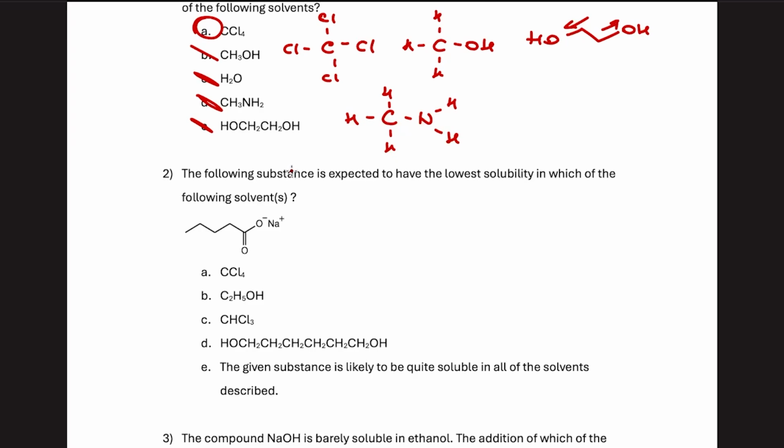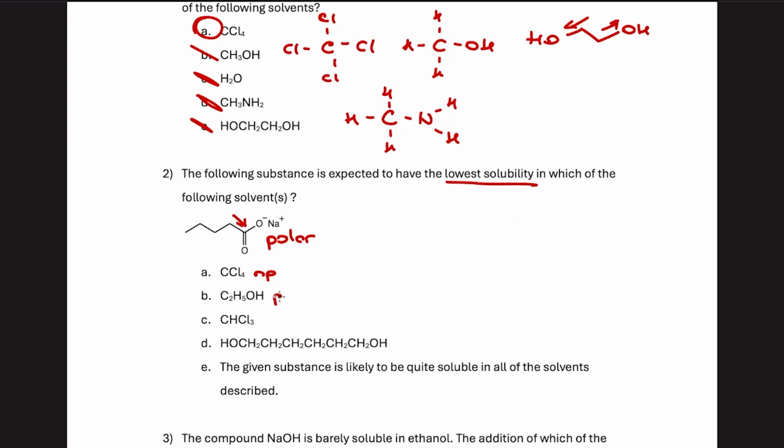The next problem: which of the following substances is expected to have the lowest solubility in which of the following solvents? The first thing you have to do is identify the polarity or nonpolarity of your solvent or solute. And so we're given the solute. This is definitely polar. We're pulling all this electronegativity away. And so A, again, if you look at the structure up here, it's definitely nonpolar. And so it's probably going to be pretty low solubility. Remember, we're looking for lowest solubility.